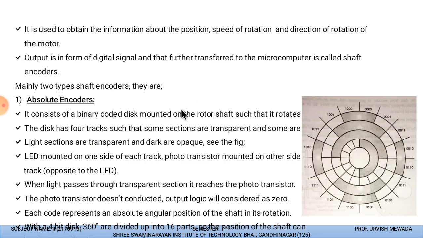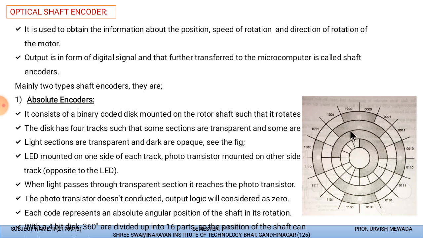Basically it is used to obtain the means. Generally, the optical shaft encoder is a type of shaft encoder. So it is basically again the binary number. In the previous case it was the horizontal plate, but in this you can see that it is a circular plate, which is made up of four tracks, 1, 2, 3 and 4. You can see these four tracks.